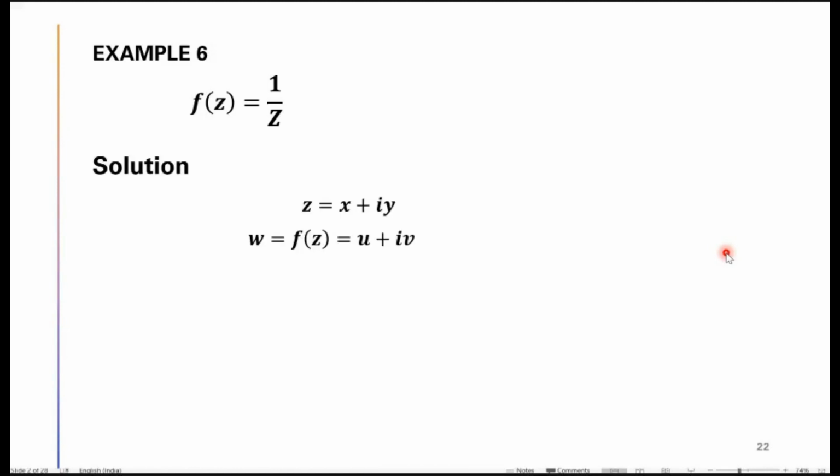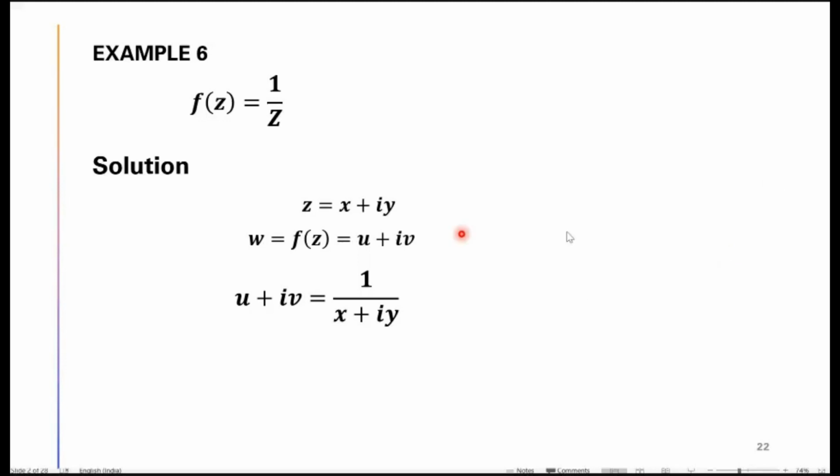फिर से z को हमें x plus iy पुट करना है, w को u plus iv पुट करना है, तो हमारा आंसर आएगा u plus iv upon is equal to 1 upon x plus iy. ठीक है. Now how to calculate the real and imaginary part on the right hand side.